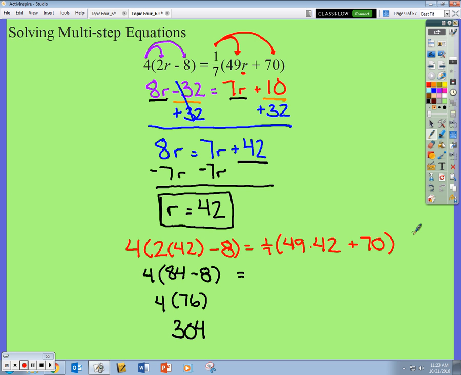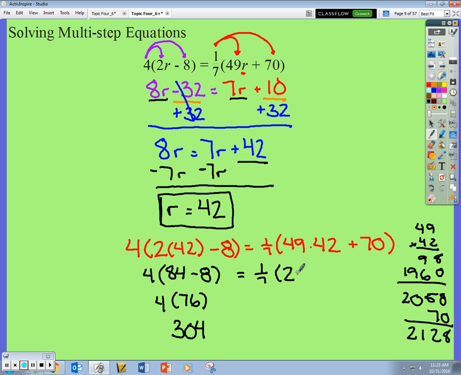Now 49 times 42. I can't do that one in my head too well. So 49 times 42. That's 18, that's 9, that's 0, that's 36. That's 16, 17, 18, 19. Oh boy, this is a big number. That gives me 2,058. Plus 70 gives me 2,128. But remember, we're taking 1/7 of that. 1/7 of 2,128. So really, if I want to think about it, that says this is the same as 2,128.